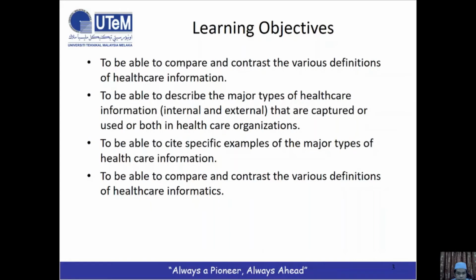This chapter is actually to enable you to compare and contrast the various definitions of healthcare information, to be able to describe the major types of healthcare information that are captured or used most in healthcare organizations, and to enable you to cite specific examples of major types of healthcare information, to be able to compare and contrast the various definitions of healthcare informatics.